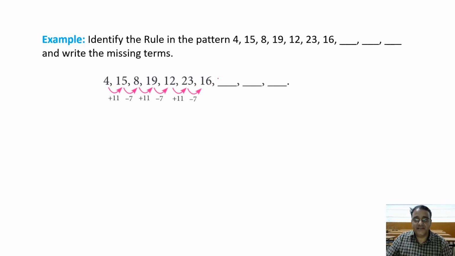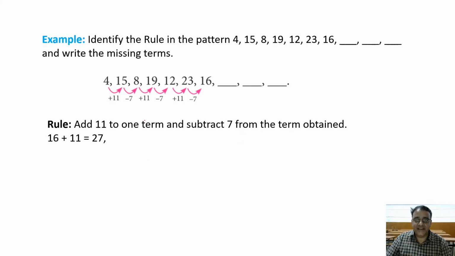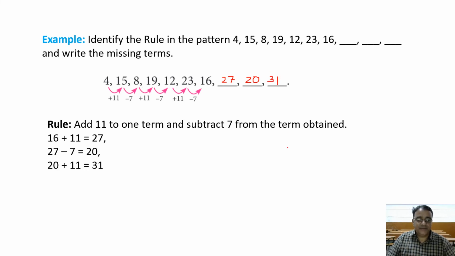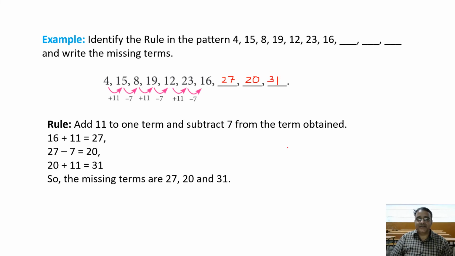So 16 plus 11, 27. So we are getting 27. Next, एक मिनट इसमें लिख लेते हैं. 27 minus 7 we are getting 20. Then plus 11 we are getting 31. Right. So the missing terms are 27, 20 and 31.